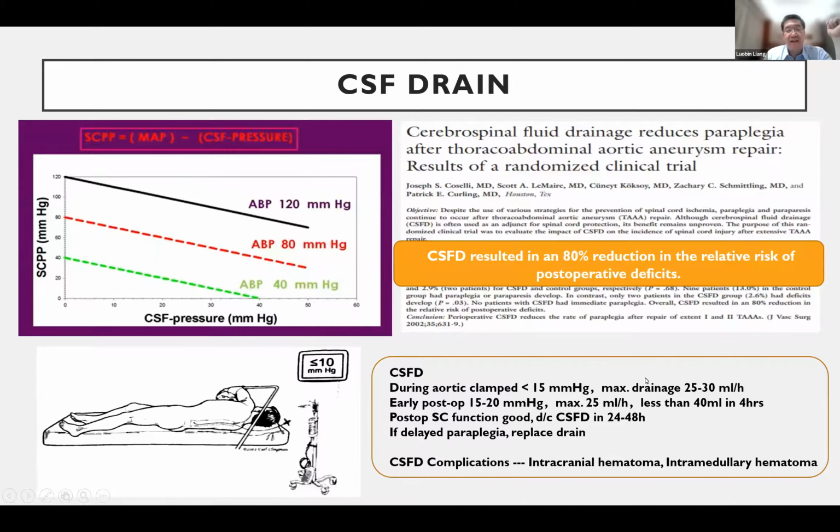We're also using a CSF drain to protect the spinal cord. We usually drain the CSF during the aortic clamp. We usually try to maintain the pressure lower than 15 millimeters of mercury, and then in the early post-op we maintain 15 to 20 millimeters of mercury, based on how the patient is doing post-op. We usually discontinue this CSF drain at 24 to 48 hours. But you don't want to drain too much. You don't want to keep the CSF pressure too low. That can also cause complications, such as intracranial hematoma or intramedullary hematoma.